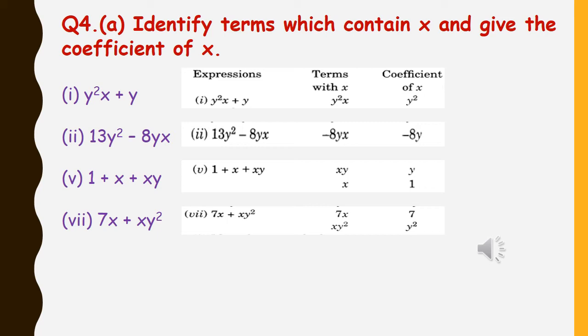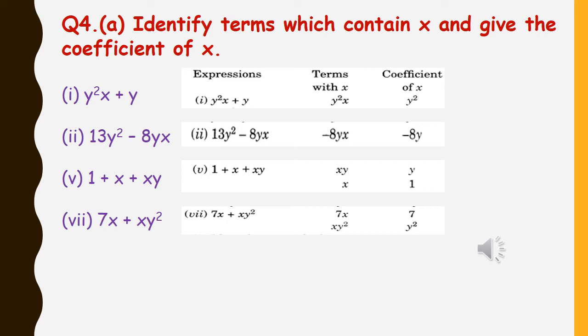Part 1, y square x plus y. So x is there only in one term, that is y square x. So the coefficient of x will be y square. Similarly, in part 2, 13y square minus 8yx.